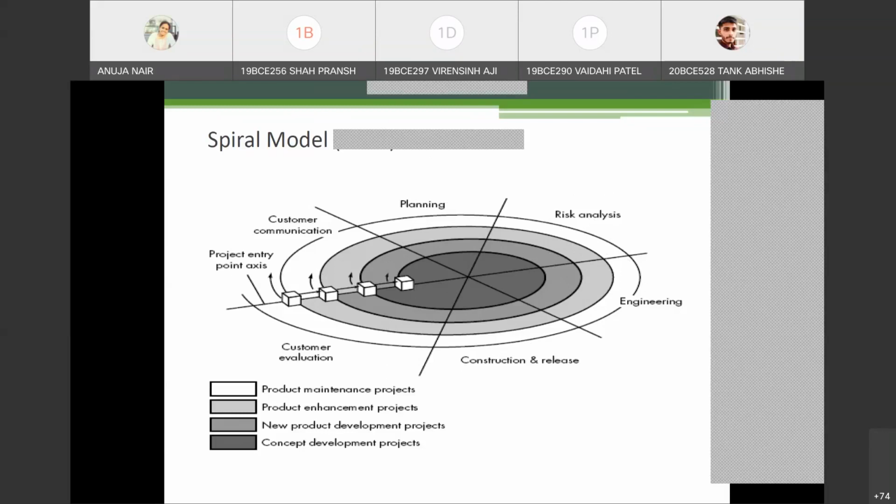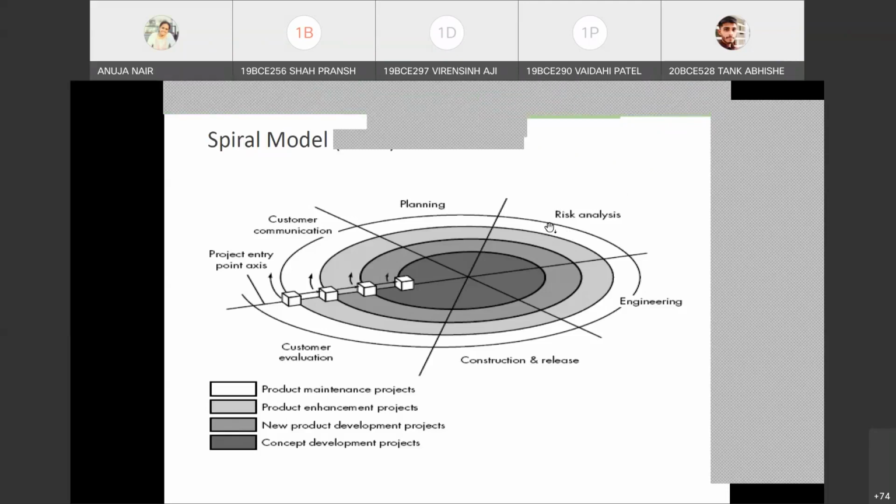So spiral model का keyword क्या है? What is the keyword for spiral model? It is that the products which have high risk involvement, those products should be always taken by means of spiral process model. Why? Because in spiral process model, you analyze the risk at every single phase, every single spiral you are analyzing the risk.